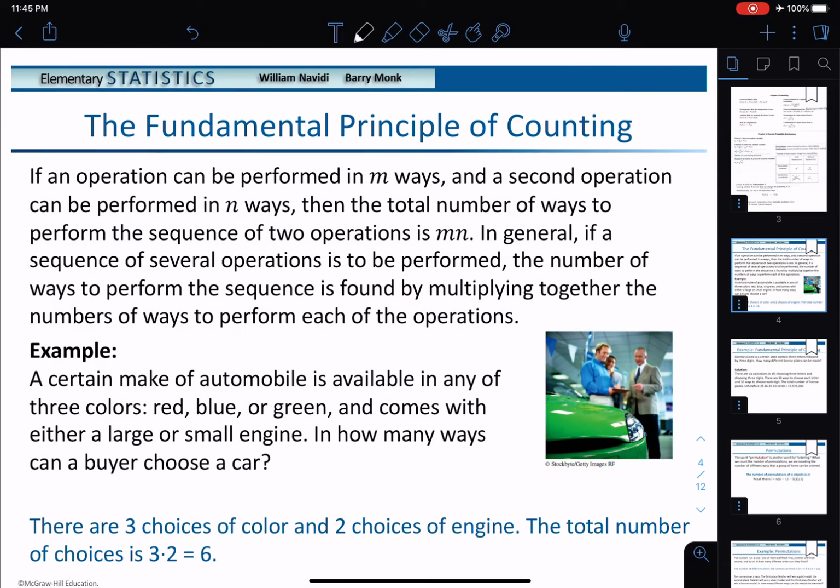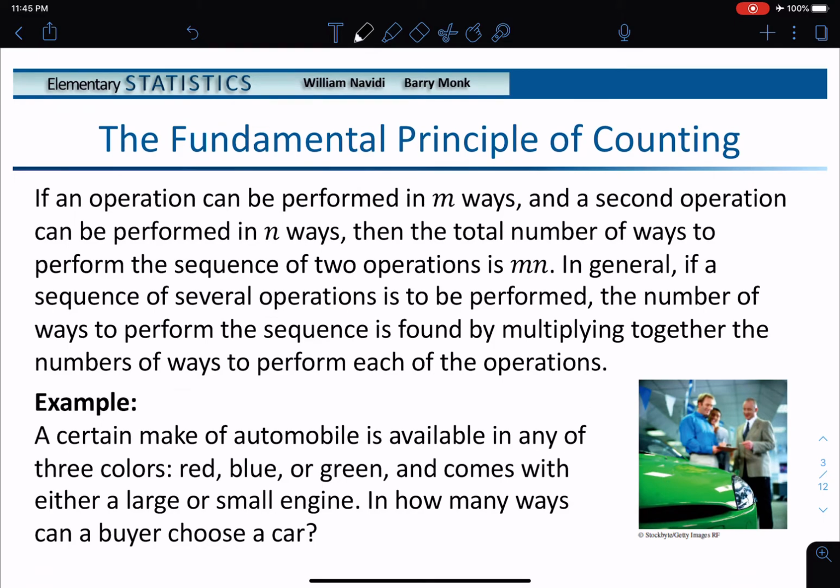To start this off, let's look at this. It says, if an operation can be performed in m ways and a second operation can be performed in n ways, then the total number of ways to perform the sequence of the two operations is m times n. So that is sometimes known as the multiplication rule, also known as the fundamental counting principle, or fundamental principle of counting.